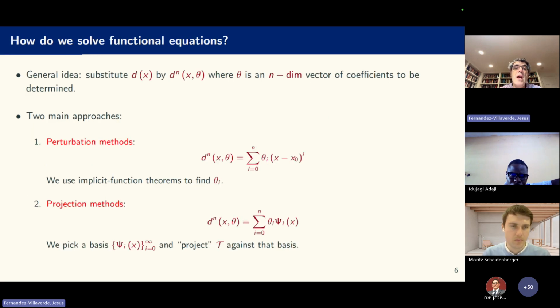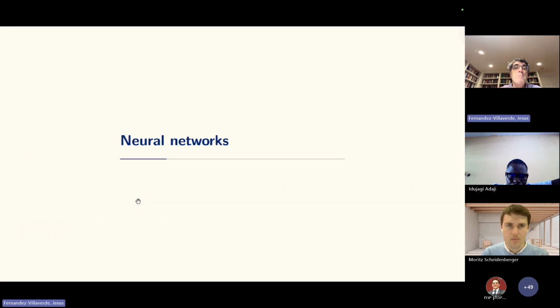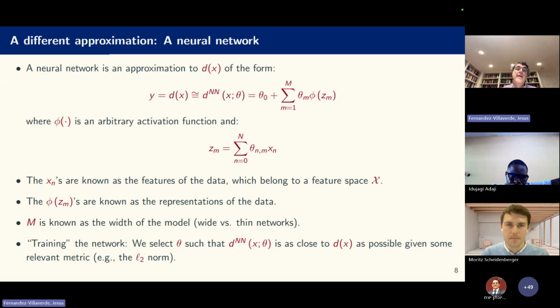But the point is, all the class of methods that we have been doing in economics for 30 years is a variation of a common theme. We take a function d that we are looking for, and we approximate it using either perturbation or projection methods. Well, there is an alternative, and that's why deep learning plays a role. Instead of using either perturbation or projection, what I'm going to do is approximate the function d by a neural network.